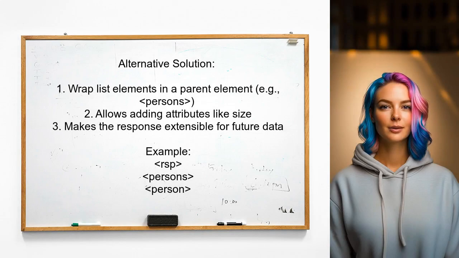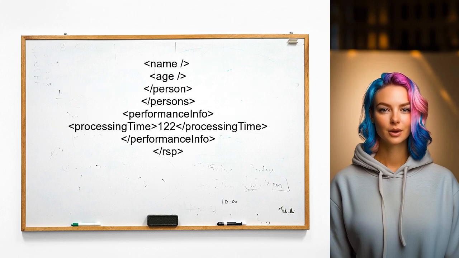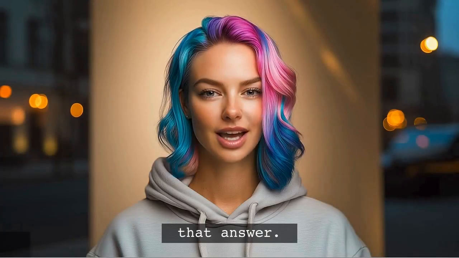Let's take a look at an answer from another user. This user suggests wrapping list elements in a parent element, like persons. This approach has two main advantages. First, it allows you to add attributes, such as size, to the list. Second, it makes your response object more extensible, enabling you to include additional data in a cleaner way. That wraps up that answer. Let's move on to another one.